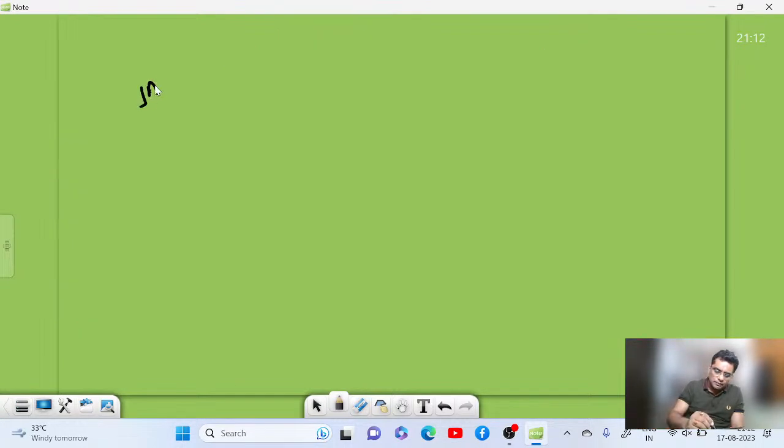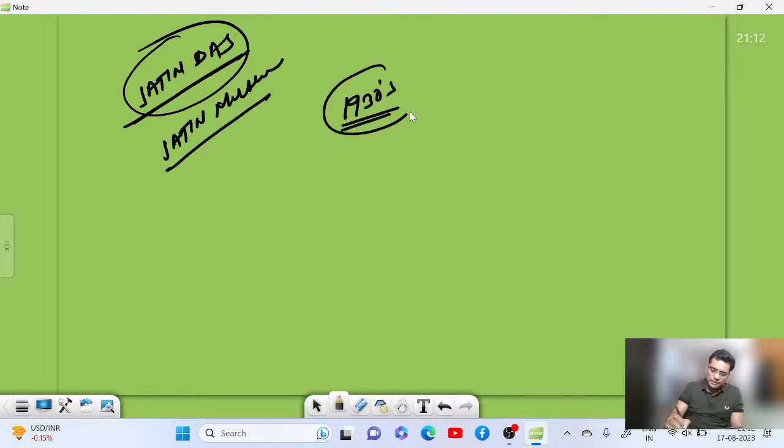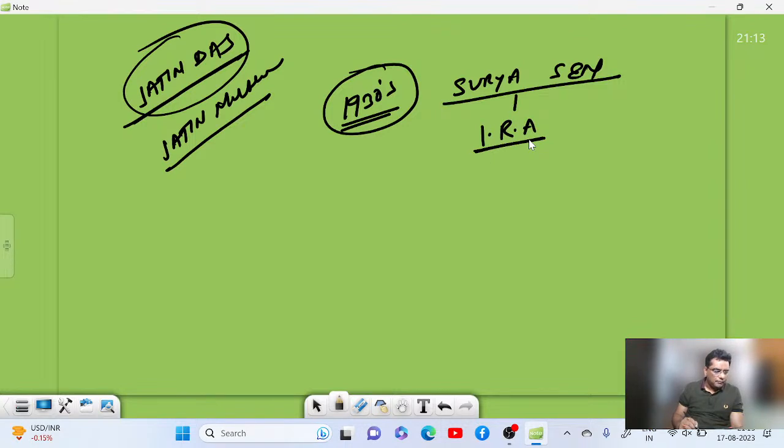Then Jatin Das died after a long fast in Lahore jail because of the condition of political prisoners. Jatin Mukherjee, they were very active in the 1920s and in the 1930s. We have to write the special reference. Suri Sen and his Indian Republican Association. The most successful revolutionary activity conducted by Suri Sen was the Chittagong Armory Raid.